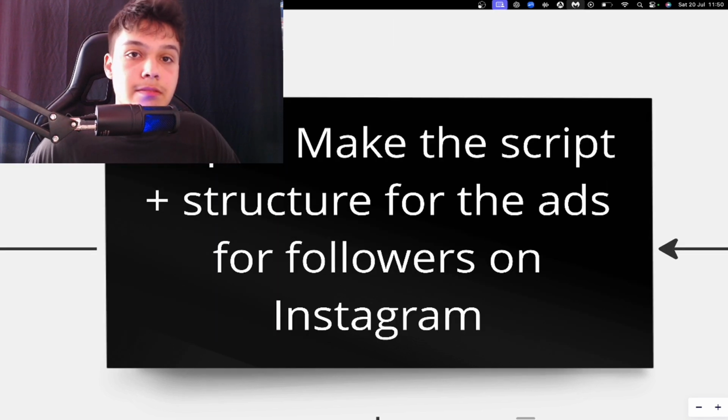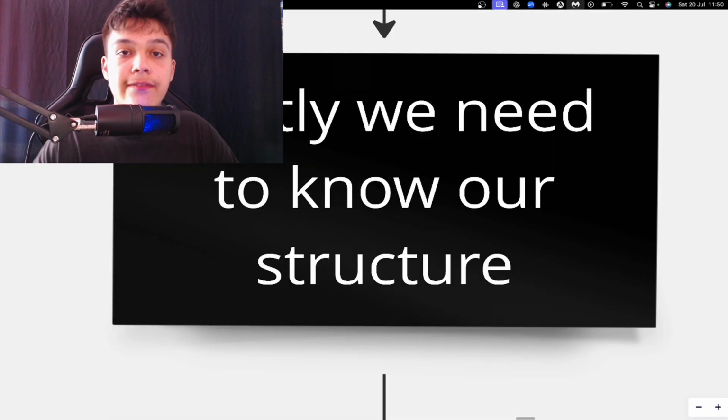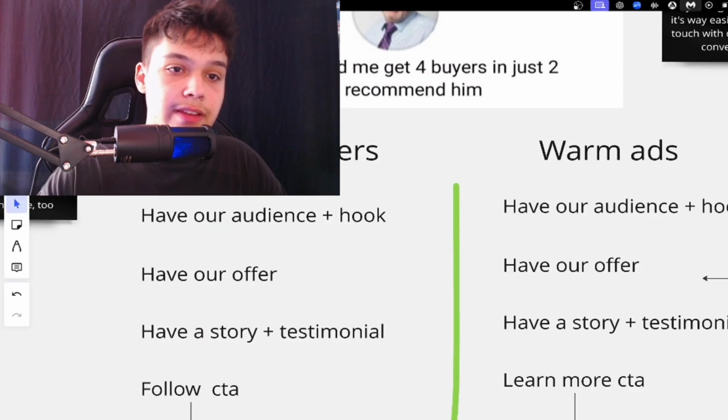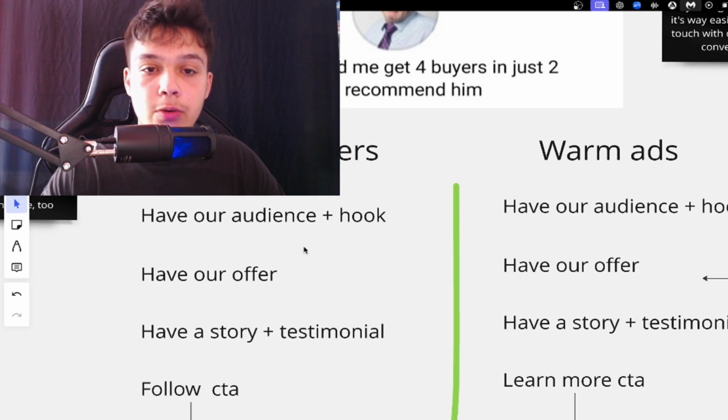The first step is to make the scripts and the structure for the ads for followers on Instagram. Firstly, we need to know our structure. As you can see, this is the structure. So for the ads for followers, we'll have the audience and hook. Then we'll have our offer, a story and testimonial, and then the follow call to action.